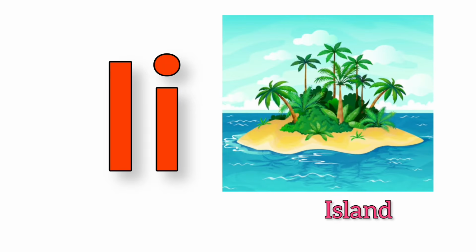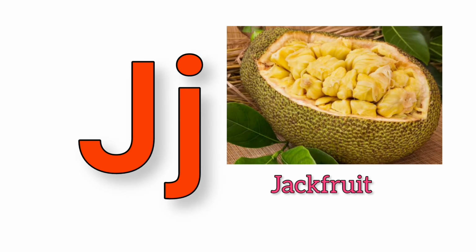I. I is for island. That is an island. J. J is for jackfruit. That is a jackfruit.